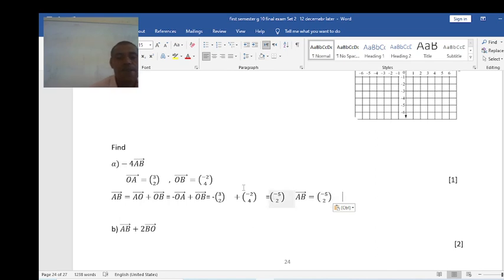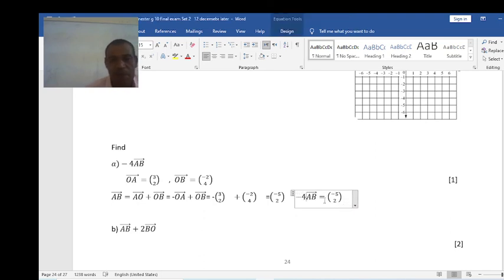Now just multiply by negative 4. Negative 4 times negative 5 is 20. Then negative 4 multiplied by 2 is negative 8. Clear? This is called the first method.